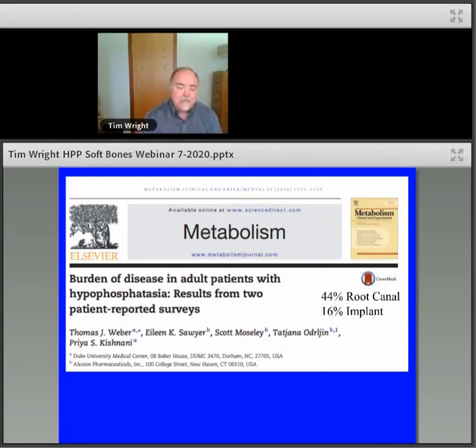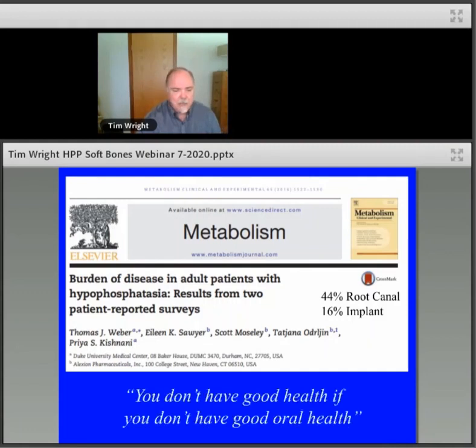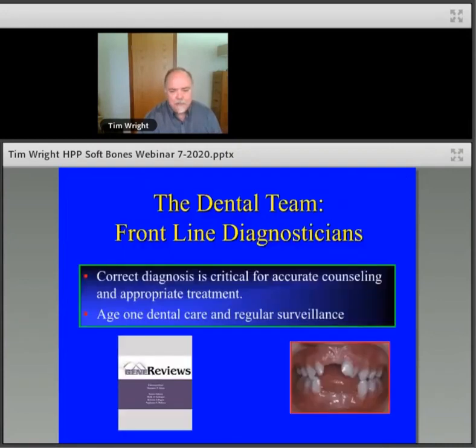Why that number is so high, it's probably a combination of things, but it could be cracked teeth, but that wasn't part of the survey, didn't get that granular, so I don't know the answer to that. But it does suggest dental issues. Both of these numbers are high, so dental issues are part and parcel for hypophosphatasia, and they need further study to help really say how can we manage this. David Satcher's quote, "You don't have good health if you don't have good oral health."